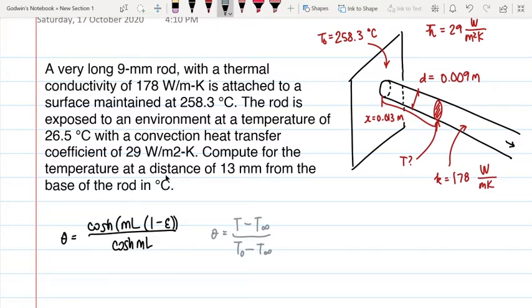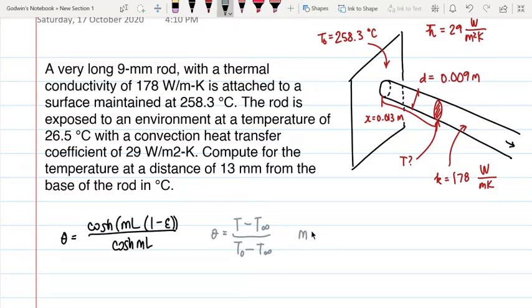And so I said there's no L, because it's assumed that it's a very long rod. Oh yeah, it's a very long rod. So we'll do some cool stuff with that later. But one thing we still need to be introduced to is the ml, actually, the whole of ml.